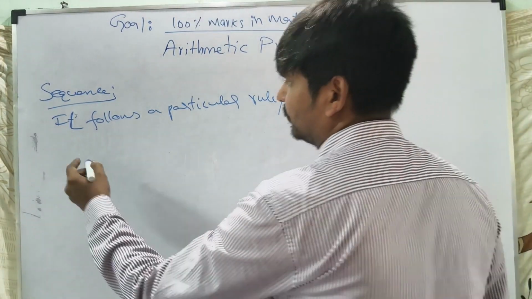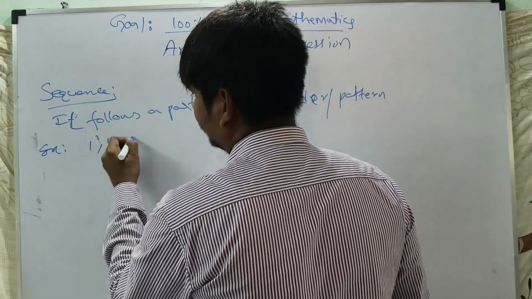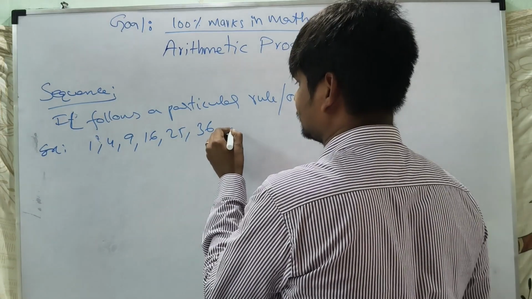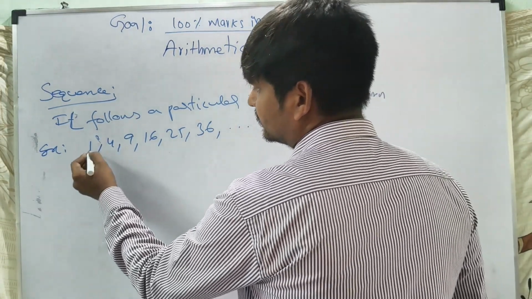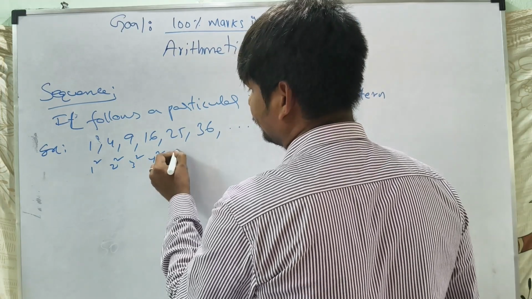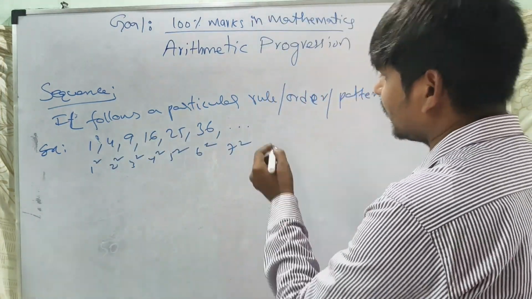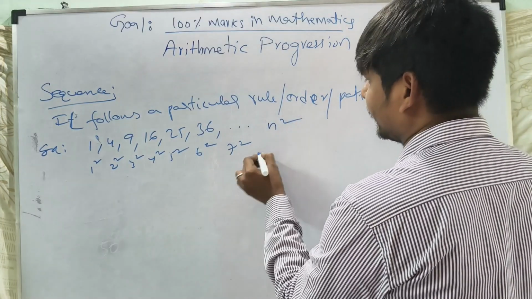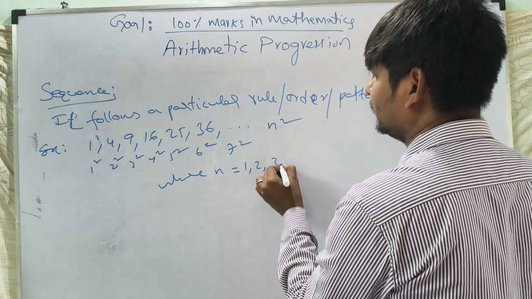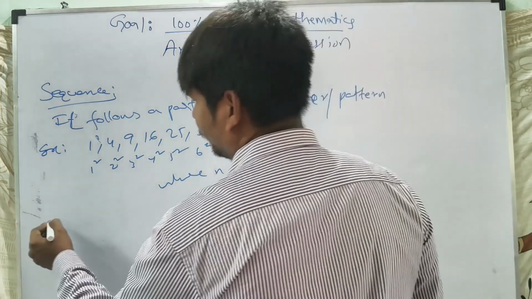For example, example 1. See, 1, 4, 9, 16, 25, 36 and so on. Here, shall I write this as 1 square, 2 square, 3 square, 4 square, 5 square, 6 square. Next would be what? According to the sequence, 7 square, and so on, n square, where n is equal to what? Natural numbers 1, 2, 3, 4, 5 and so on. Clear?